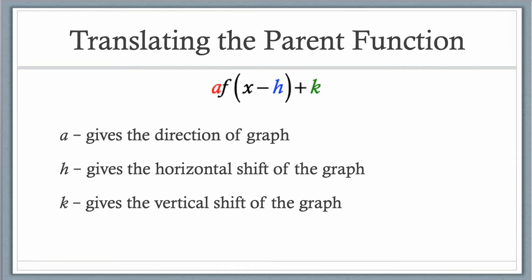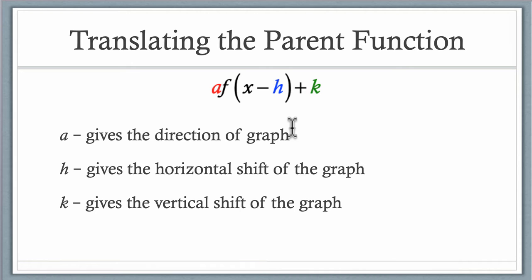h is going to give me the horizontal shift of my graph. So if h is positive, meaning that this inside portion is x minus h, my graph is going to be shifted to the right. If I have x plus h, that means the h is negative, which means my graph will shift to the left. k is going to give me the vertical shift of my graph. So if I have a positive k, I'm going to be shifted up, but if I have a negative k, I'm going to be shifted down.